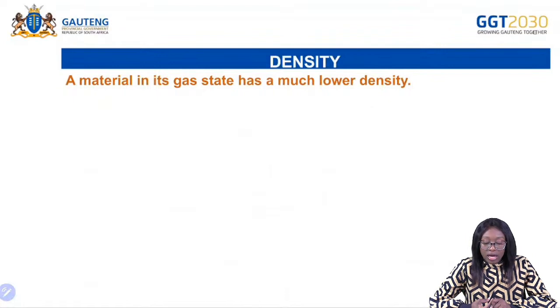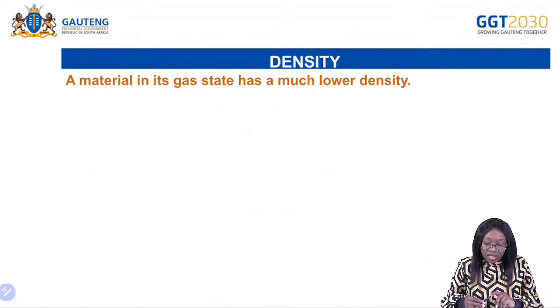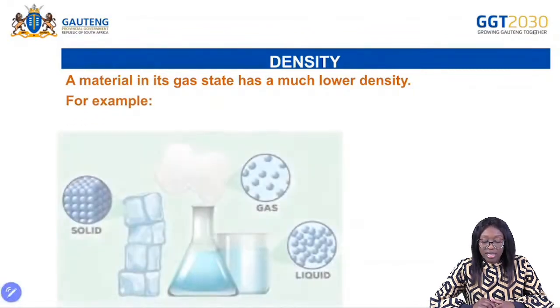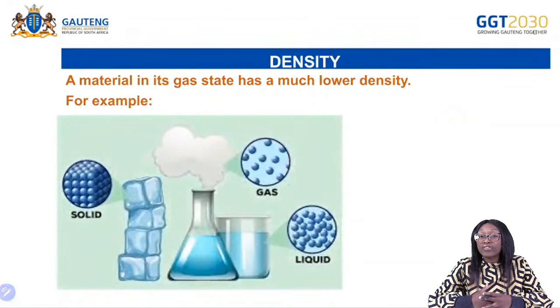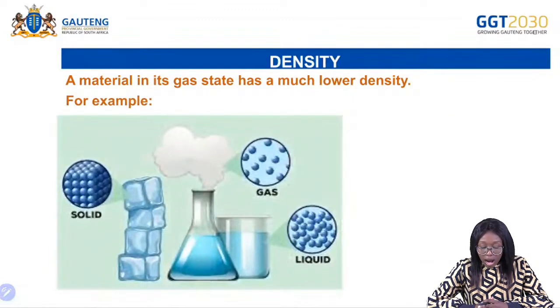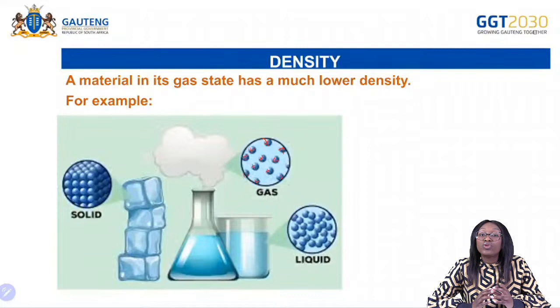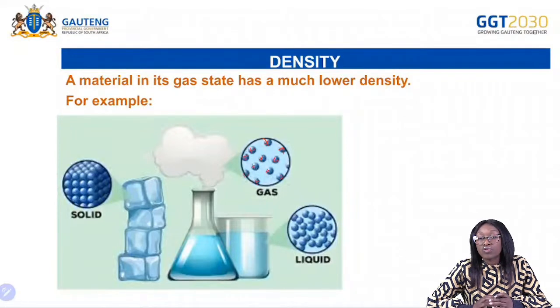Now, density. A material in its gas state has a much lower density. As per last week's lesson, we learned that gases in general have a much lower density. Why? Because of the way their particles are arranged. Their particles have huge spaces in between them, so they have large spaces between each particle.